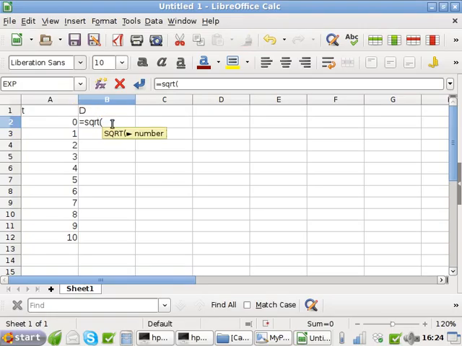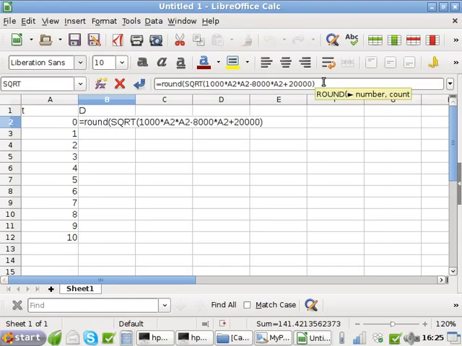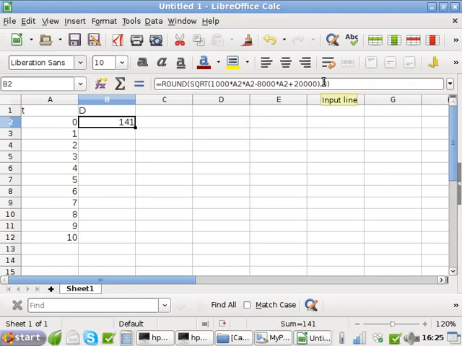Right, let's have a look. We'll start with the times. We'll go from 0 to 10 seconds: 0, 1, 2, 3, 4, 5, 6, 7, 8, 9, 10. And this is the distance. What's the formula? The square root of 100,000 times t squared, minus 8,000 t, plus 20,000. We'll round it to zero decimal places.